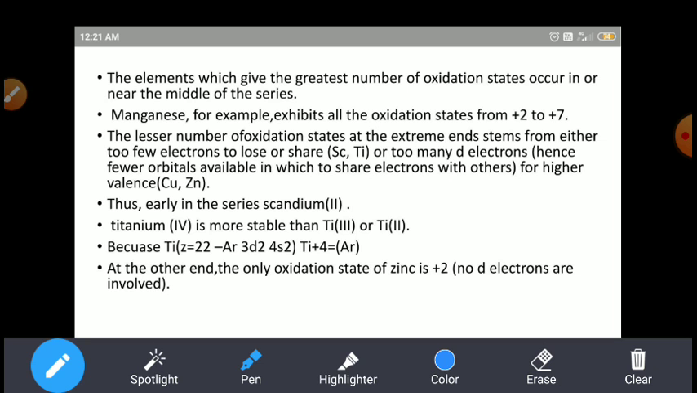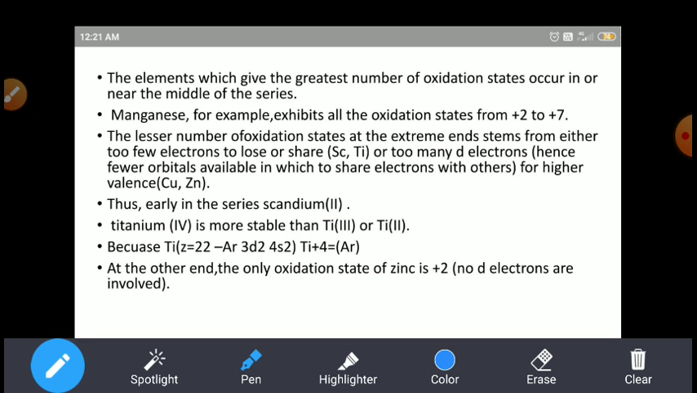Look at this, students, it is written here. Titanium has atomic number 22. After releasing the 4 electrons, titanium +4 attains the argon configuration. So that's why titanium +4 is more stable as compared to the +2 and +3 states.